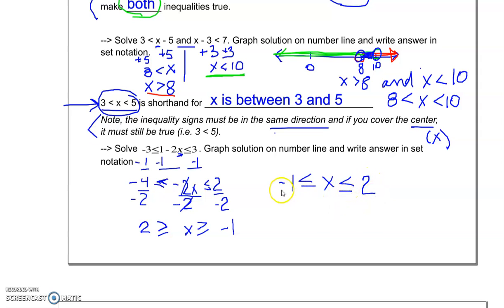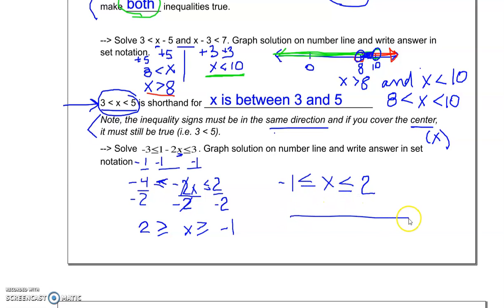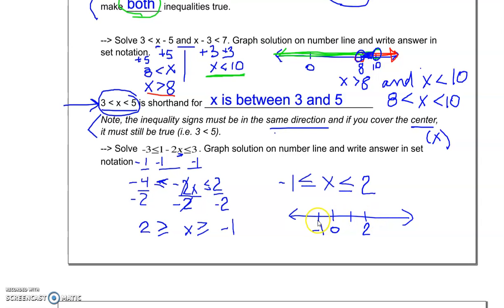So our answer is all of those numbers in between -1 and 2, including the -1 and the 2. So on a number line, it would look like this, because remember, sometimes we're asked to put our answers on a number line. Sometimes we're asked to just write them as an inequality. And then the third thing is sometimes we're asked to do them in set notation. So we'll do that as well.